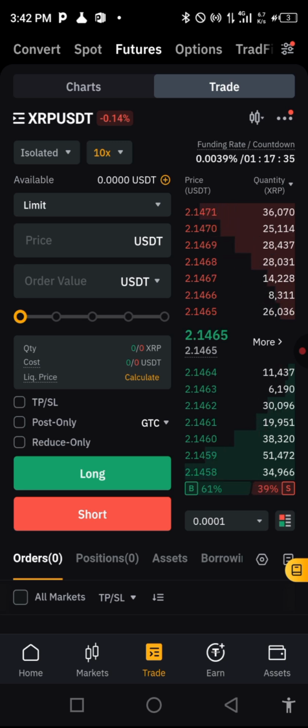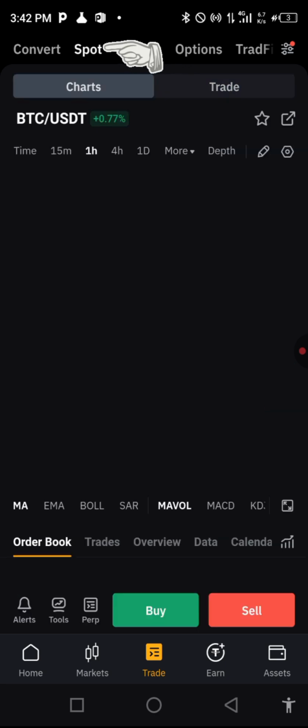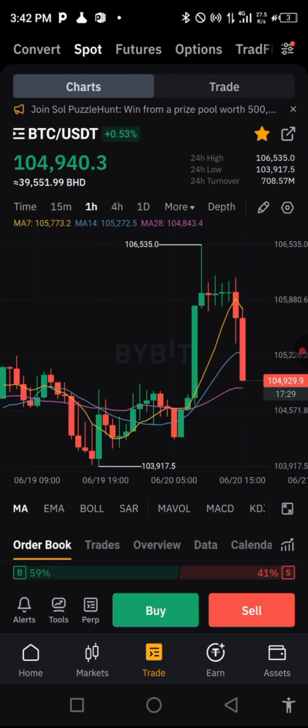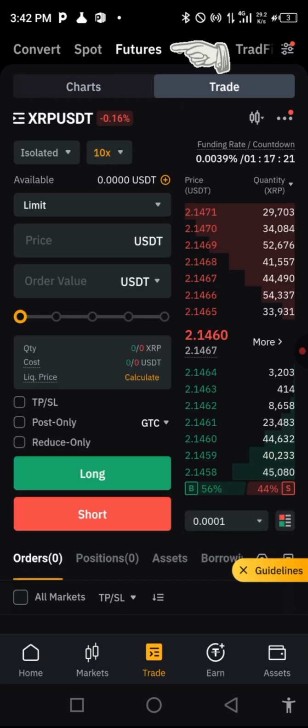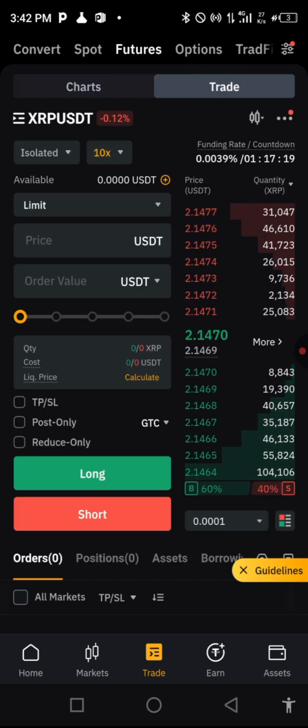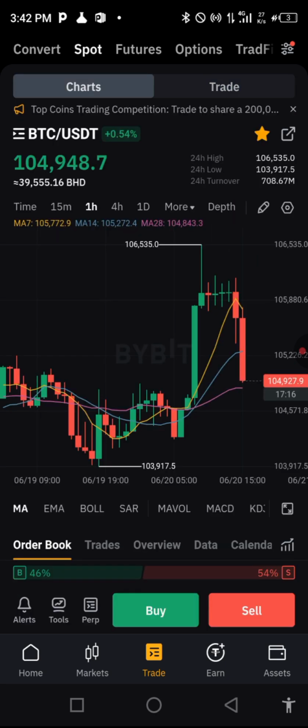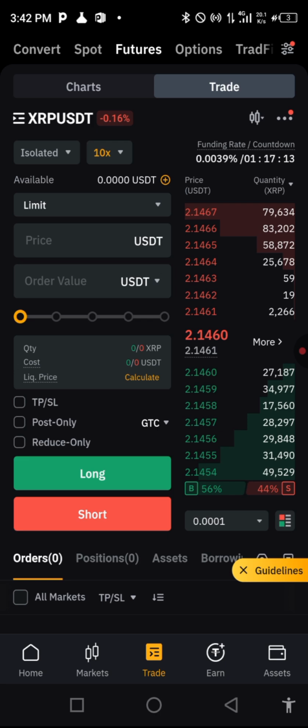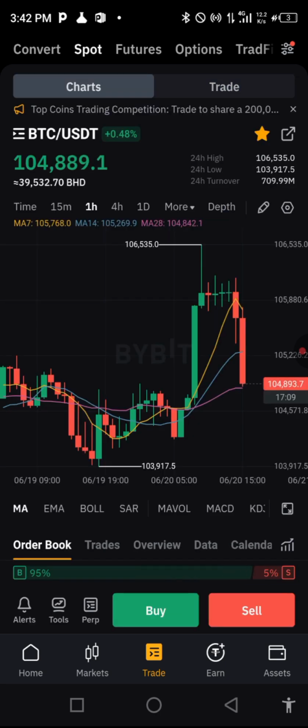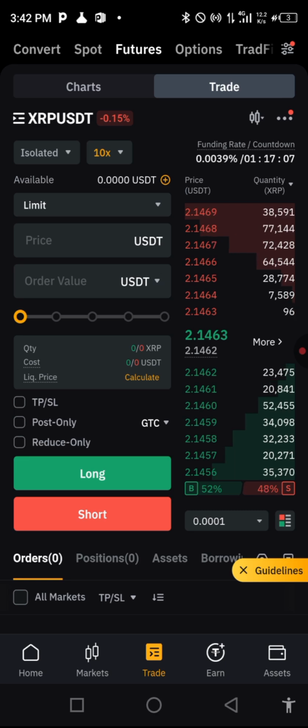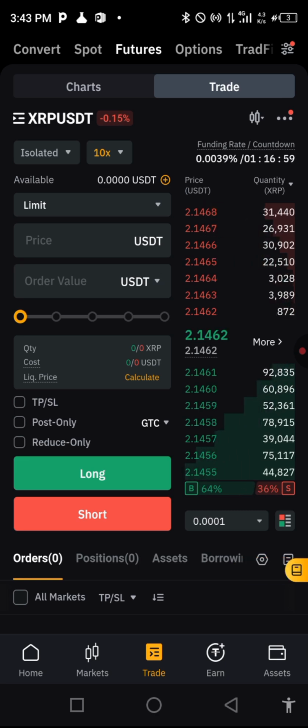First of all, look up, you see spot trading, you see spot. Also look down, you see futures. You see futures, you see spot as well. Once you want to trade spot, you come here and click on spot, and once you want to trade futures, you come here and click on futures. But for now I want to work on futures.